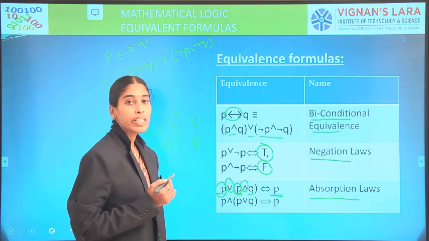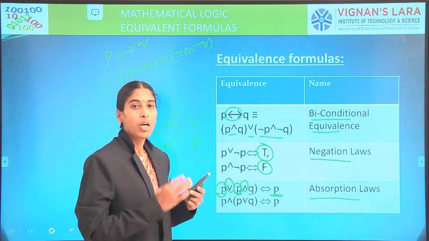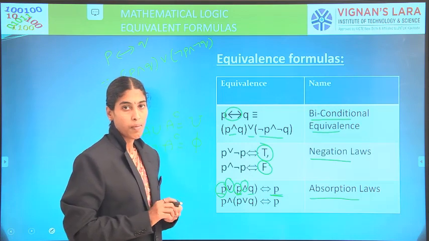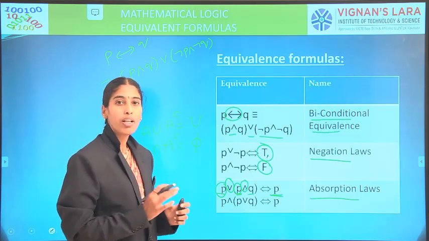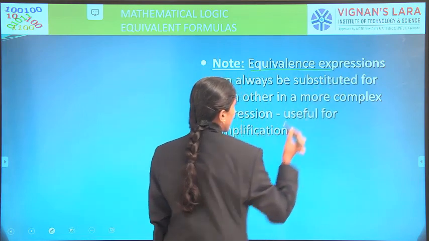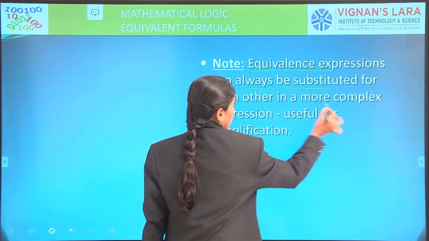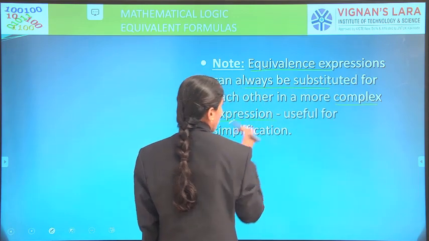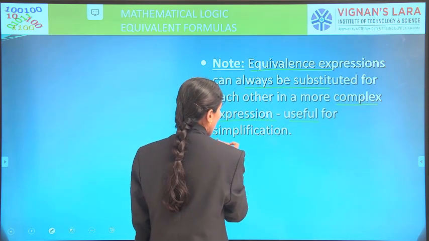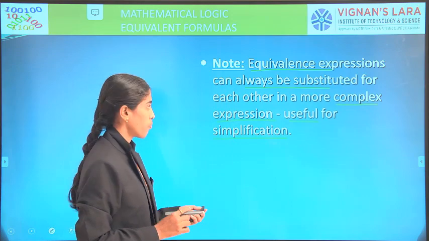All these are equivalence formulas. These formulas are helpful to reduce a very complex expression into a smaller expression, right? You need to remember all the formulas. So equivalent expressions can always be substituted for complex expressions, which is useful to reduce the complex expression into simplified form.